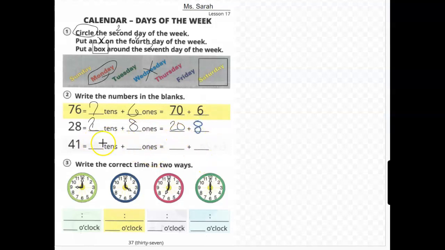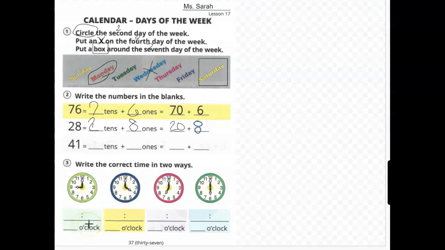So you go ahead and do this one. How many tens? How many ones? Written in tens. Written in ones. And then come down here. If you need more time, push pause and come back. If not, let's come down here.